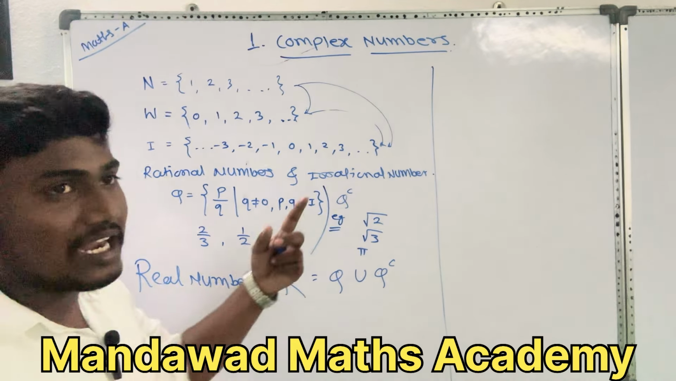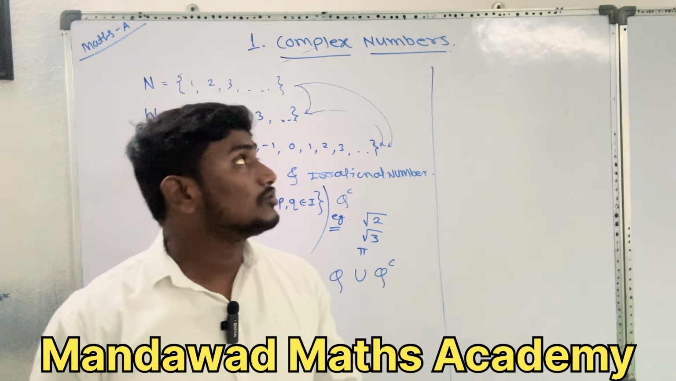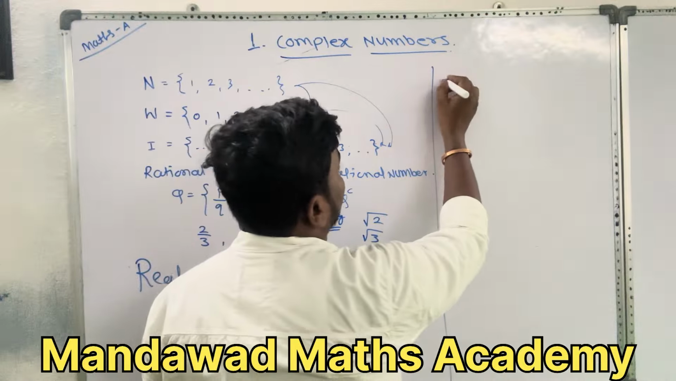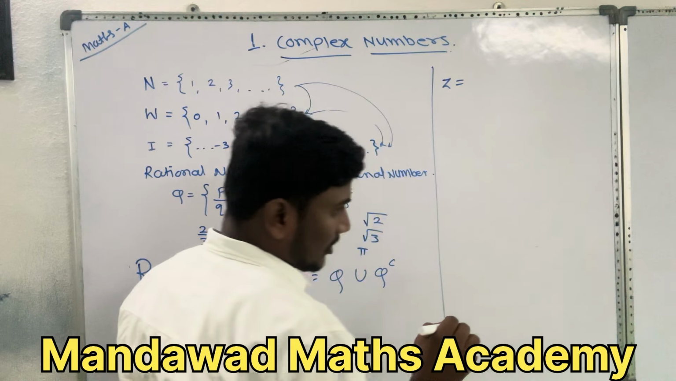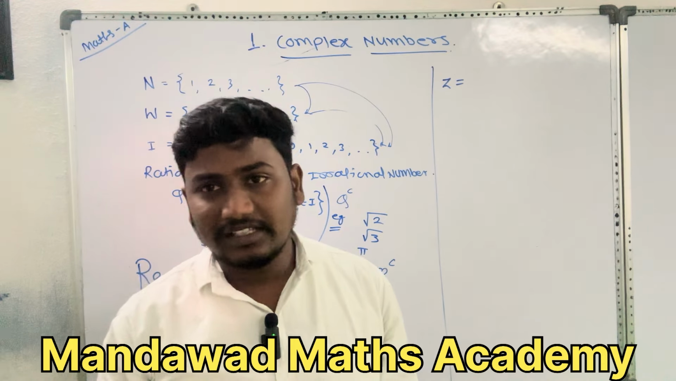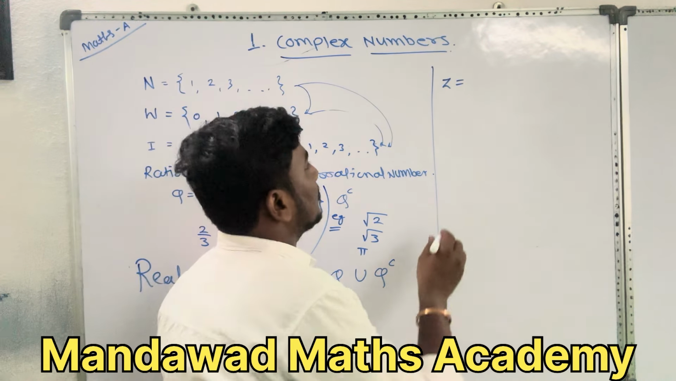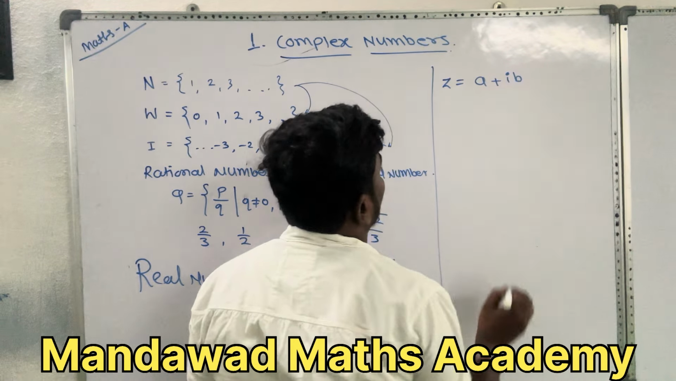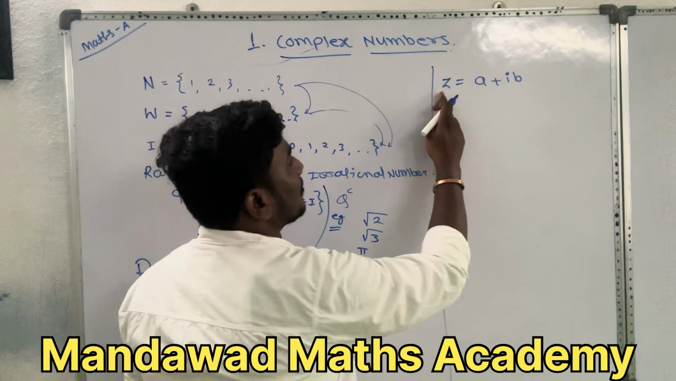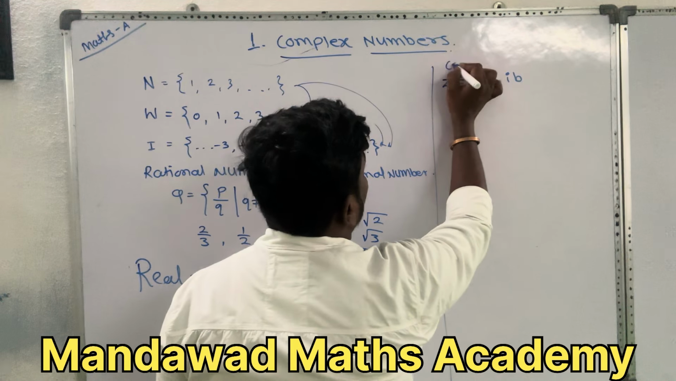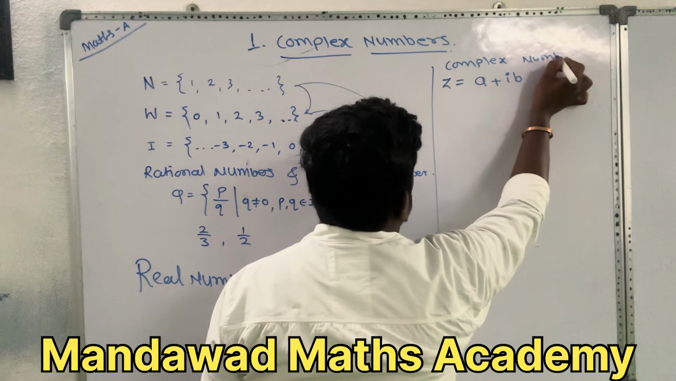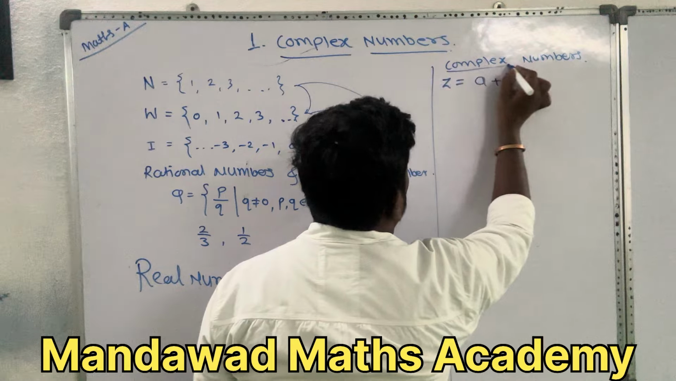Now we are going to start complex numbers. Why do we require complex numbers? A complex number is generally denoted by Z, and it is written in the form a plus ib.